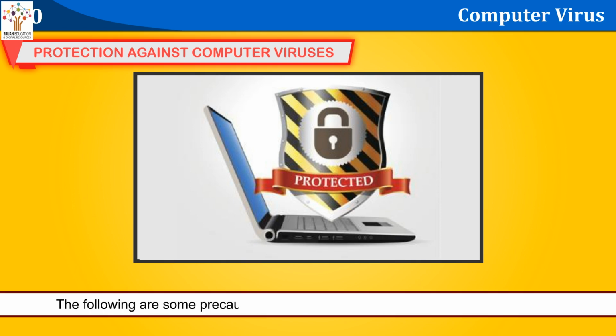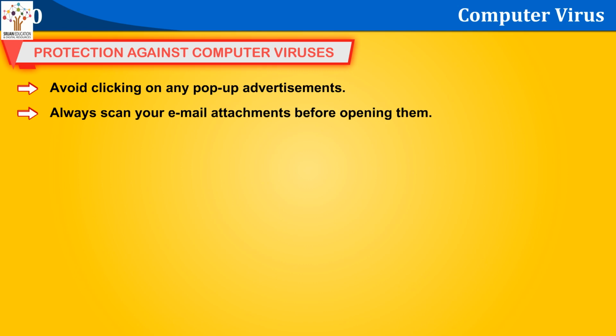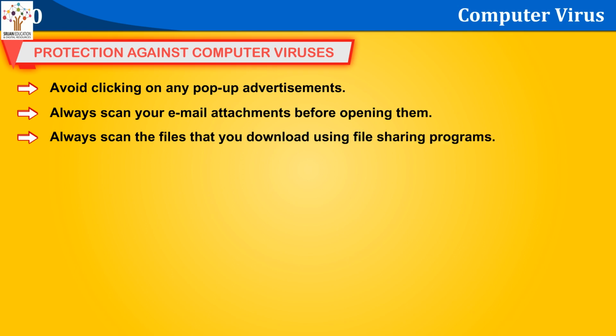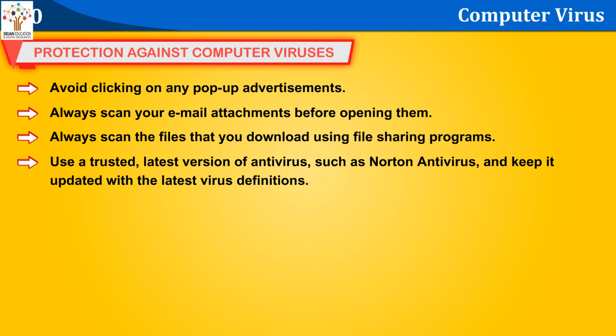The following are some precautions which can protect a computer system from viruses. Avoid clicking on any pop-up advertisements. Always scan your email attachments before opening them. Always scan the files that you download using file sharing programs. Use a trusted latest version of antivirus such as Norton Antivirus and keep it updated with the latest virus definitions. Always visit trustworthy websites only.